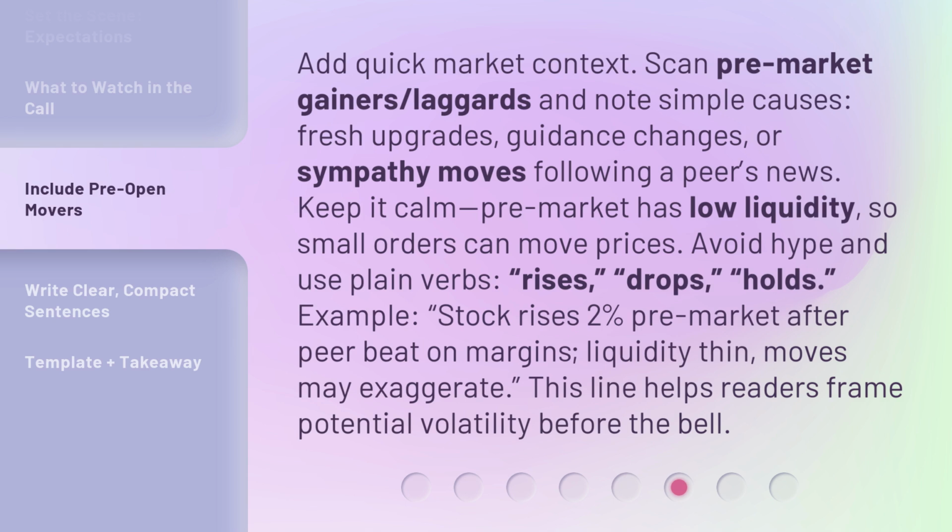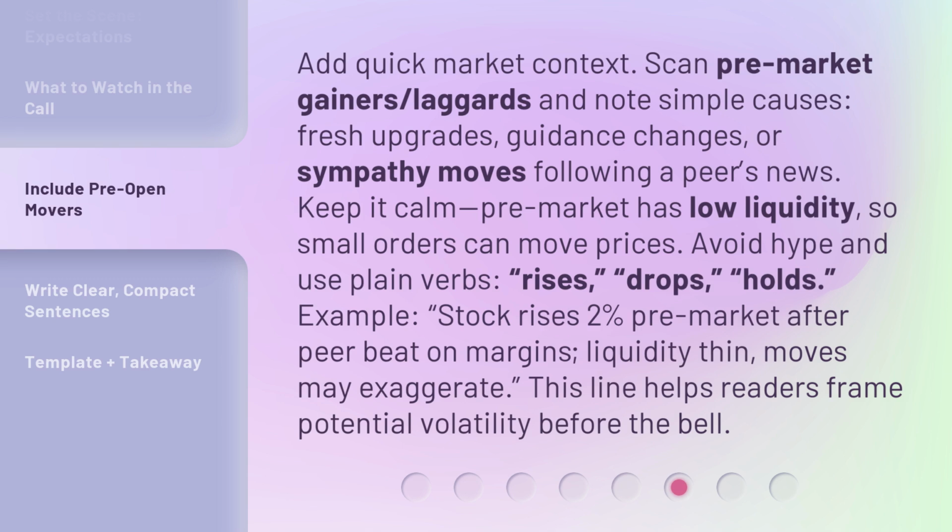Add quick market context. Scan pre-market gainers/laggards and note simple causes. Fresh upgrades, guidance changes, or sympathy moves following a peer's news. Keep it calm. Pre-market has low liquidity, so small orders can move prices. Avoid hype and use plain verbs.